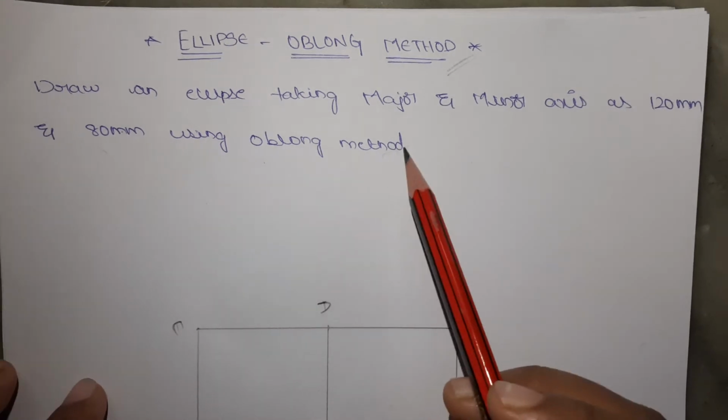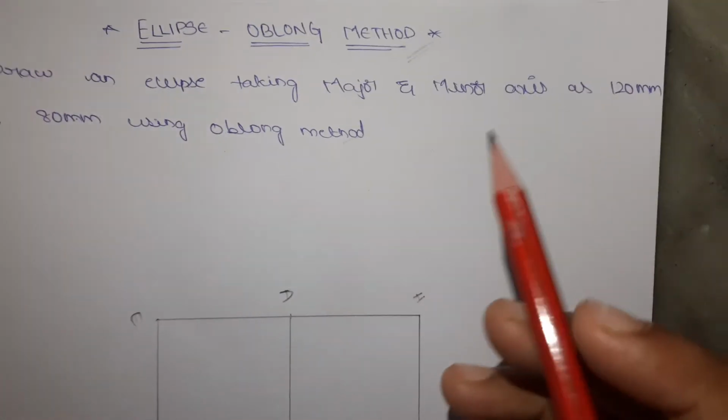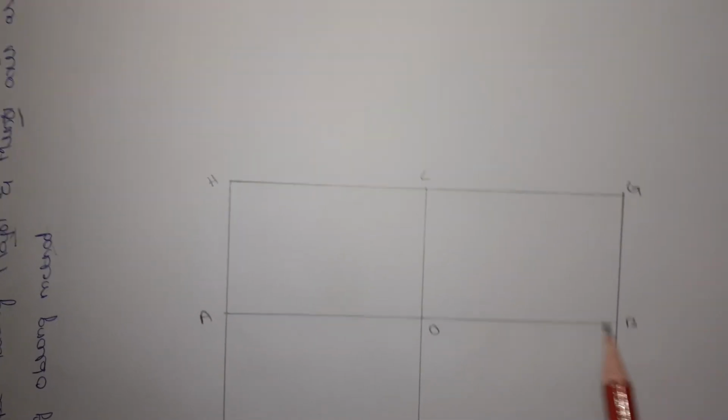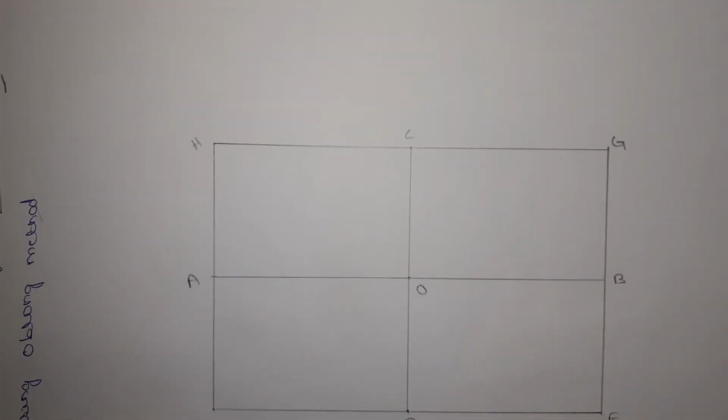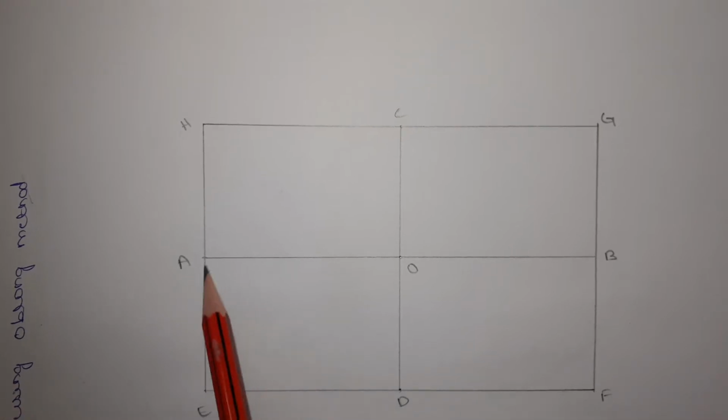This oblong method is also called rectangular method. So here we will be giving major axis and minor axis. The major axis is 120 mm and minor axis is 80 mm. So coming to the procedure, first we have to draw major axis 120 mm.